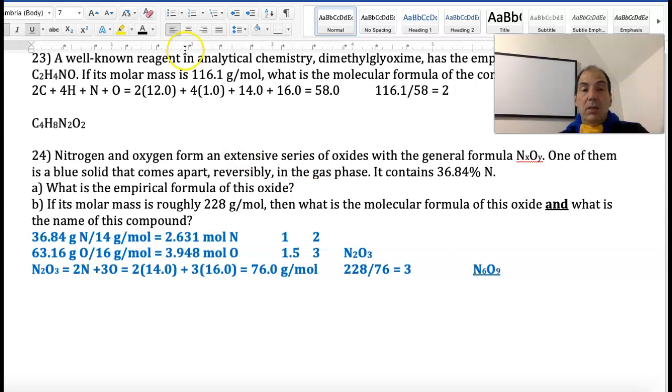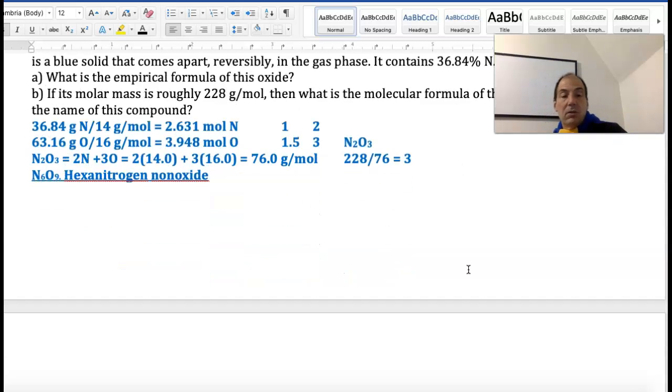Okay, and now we can talk about the nomenclature. Now this is old nomenclature, right? This isn't about acids, and this is not one of those other things. Ionic compound. All right, so the name of this should be hexanitrogen nonoxide. I guess I should just bump it down. All right, so that's putting it all together.